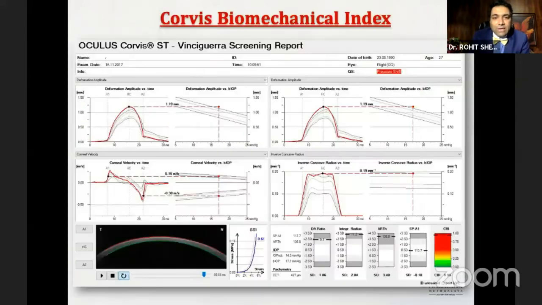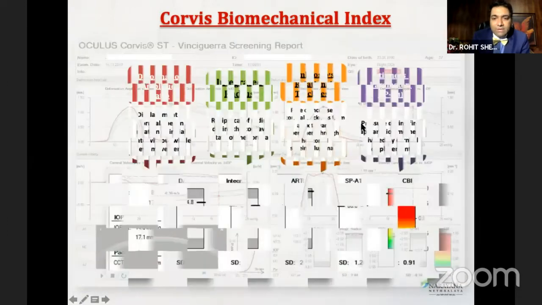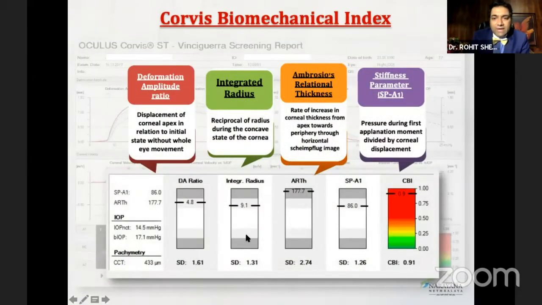That's when you get all these values, which are given by these 5 indices, and ultimately it ends with this CBI. So what it contains is the deformation amplitude ratio. The definition is out here. Integrated radius, basically the radius of curvature, of how much the cornea becomes concave. Ambrosio's relational thickness. This is one of the indices the CBI uses.